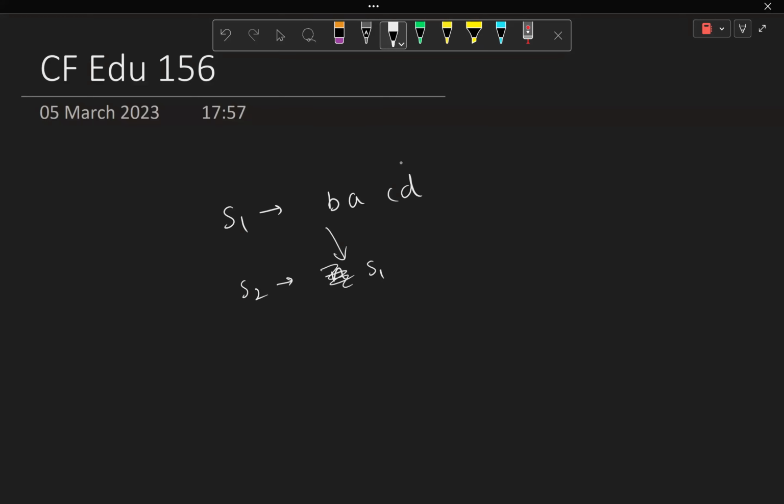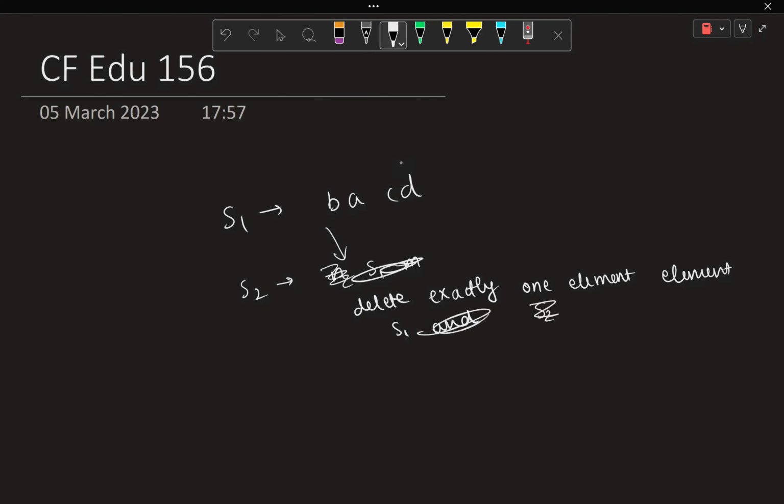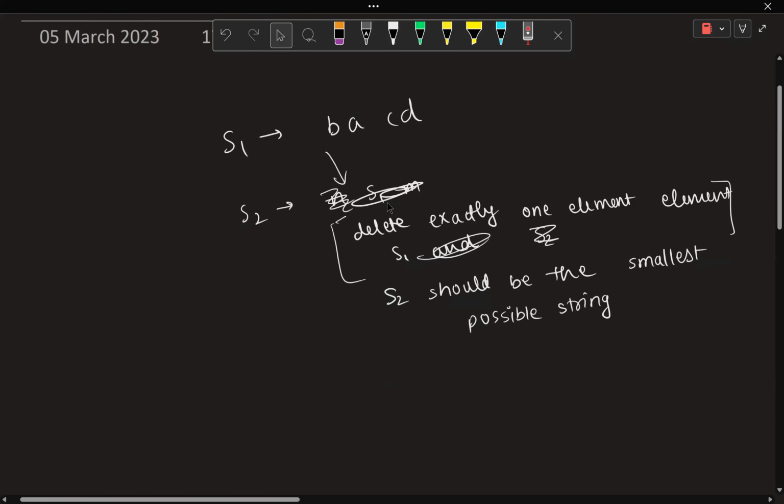So from S1 you delete exactly one element, and for all the strings which can be created by doing this, S2 should be the smallest possible string. So that's what we have to do.